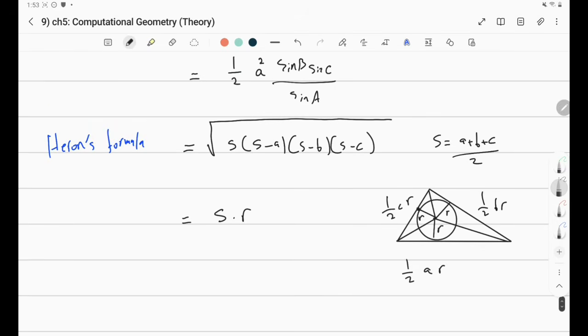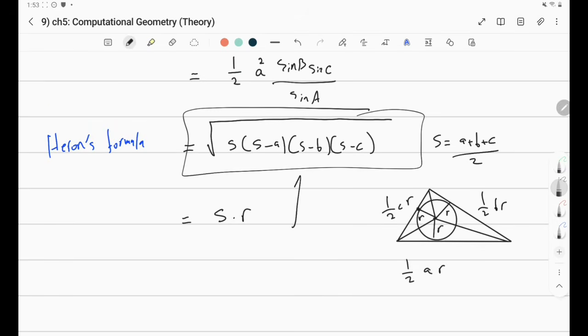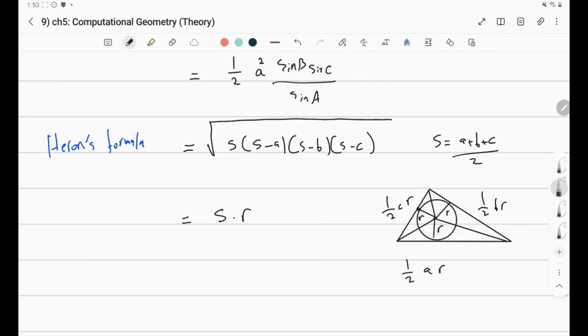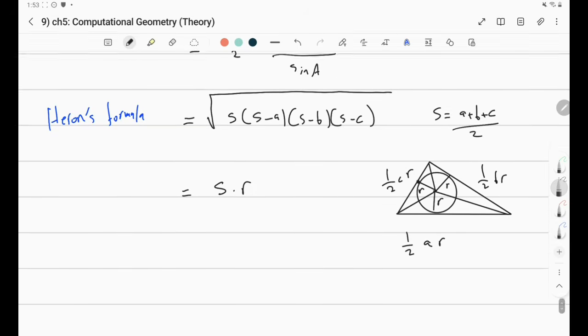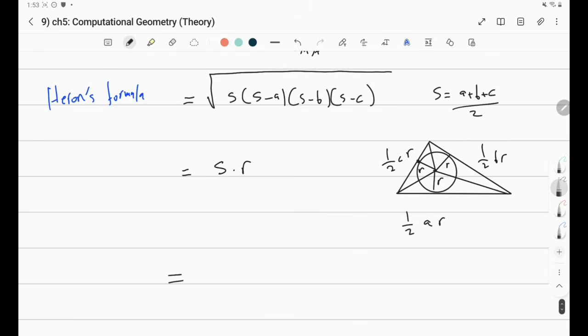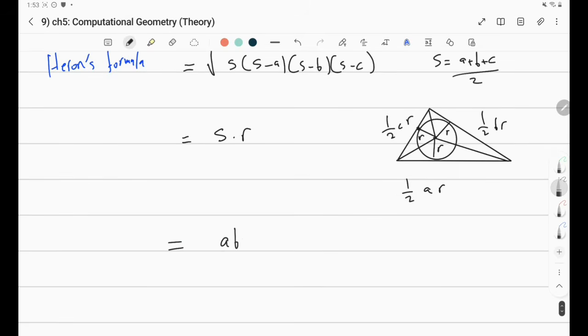Now, of course, if you want to figure out r using the others, then remember, you have this Heron's formula that has only the sides, and you have this s r. So from this equality here, you can figure out r by dividing by s. Very nice. What about the circumradius, capital R? It turns out that also we can figure it out. So it's actually abc over 4R. How exactly can we get this? Well, it's actually very easy.